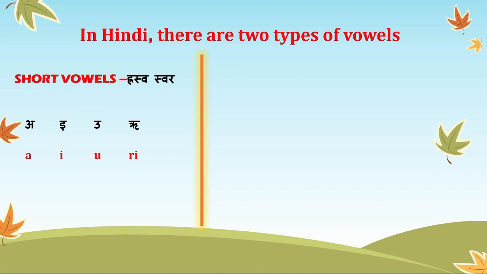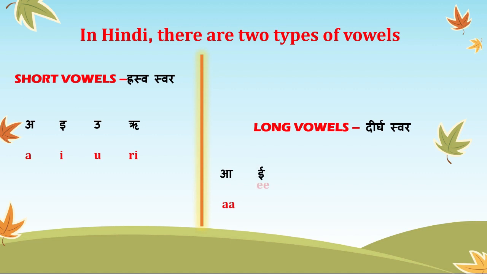Now, the second type of vowels are long vowels, which you can call in Hindi dirgh swar. A long vowel is a vowel sound that is pronounced the same way as the name of the letter itself. So let's pronounce one by one. Aa, in English, A as in arm, A-R-M, arm.